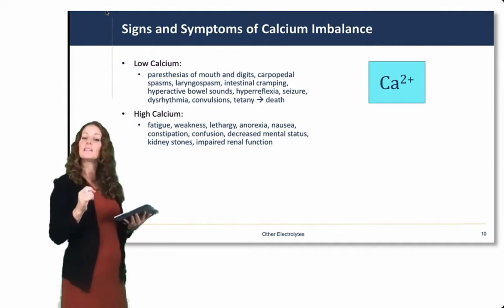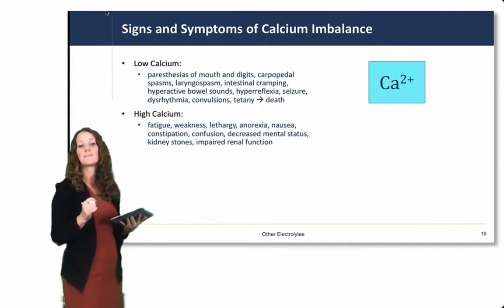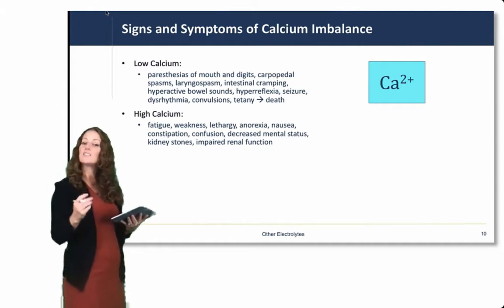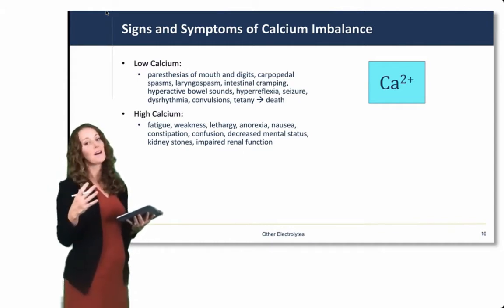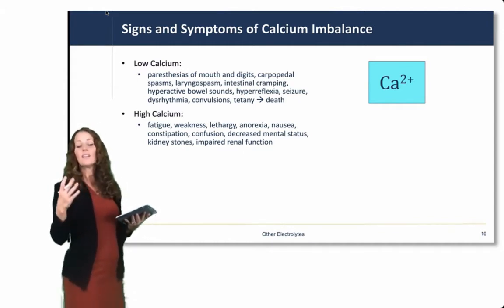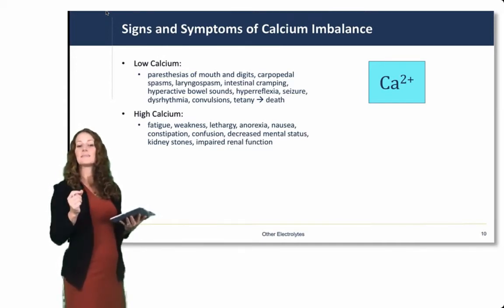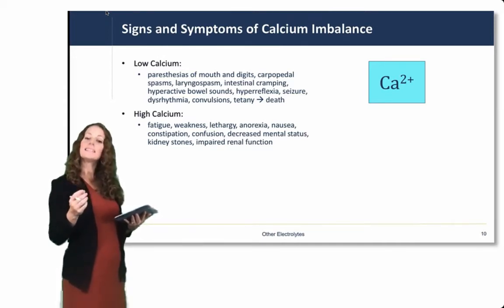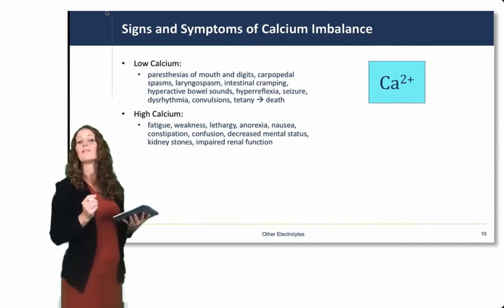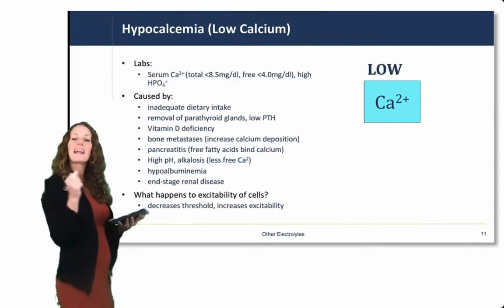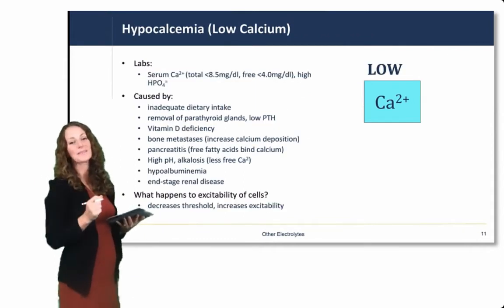High calcium can lead to fatigue and weakness. It also can lead to GI symptoms: anorexia or no desire to eat, nausea, constipation, and central nervous system symptoms, confusion, decreased mental status. High calcium can also lead to kidney stones and impaired renal function. Let's look at the mechanisms of low and high calcium.